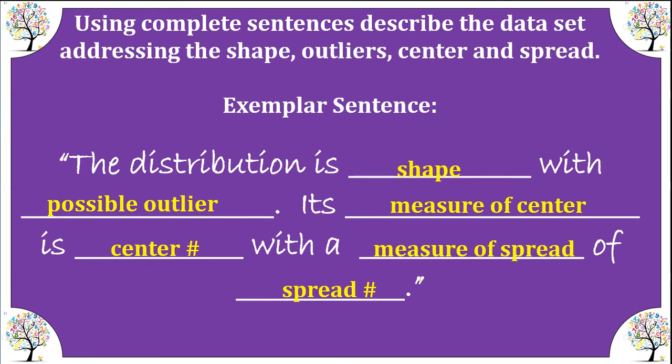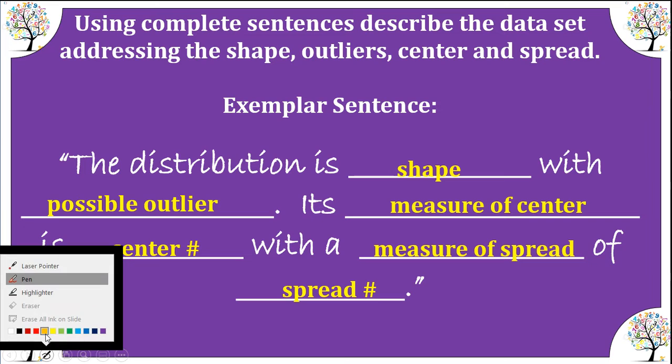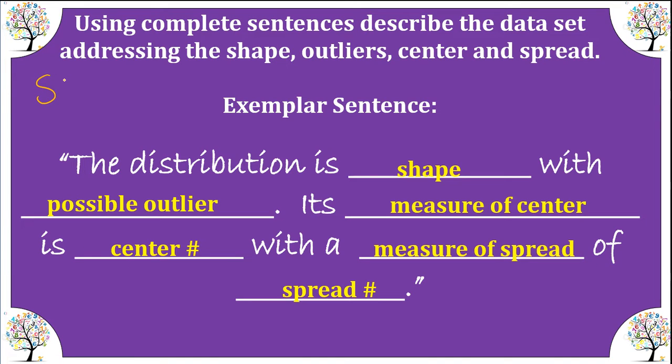In this part of the lesson, we're going to look at some examples, but let's review how we're going to describe our data set. So remember, we're going to use the acronym SOCS. We're going to describe the shape, which means unimodal, bimodal, as well as if it is symmetric or skewed left, right, or uniform. Then we're going to identify, using our upper and lower fence formulas, if there is an outlier.